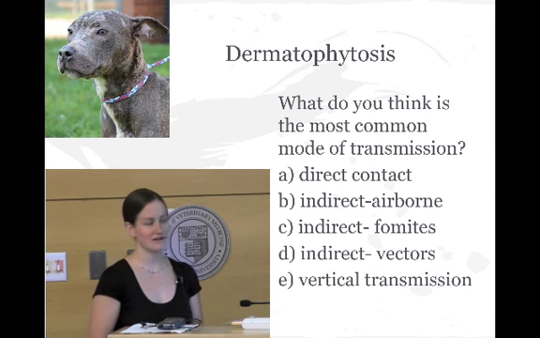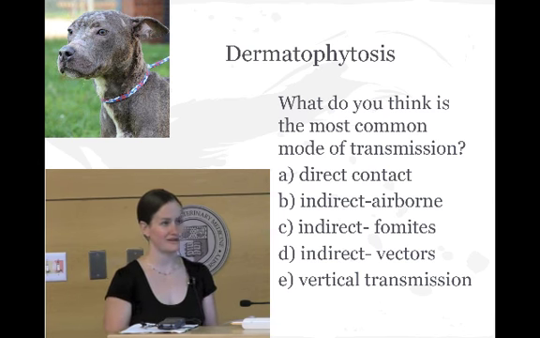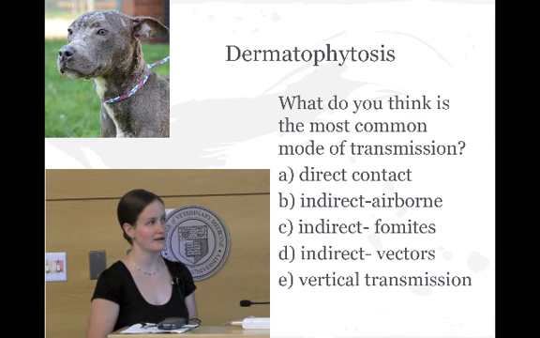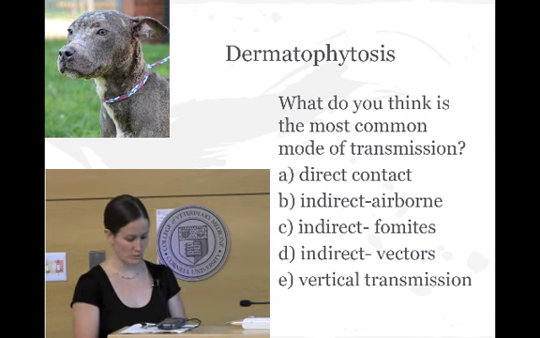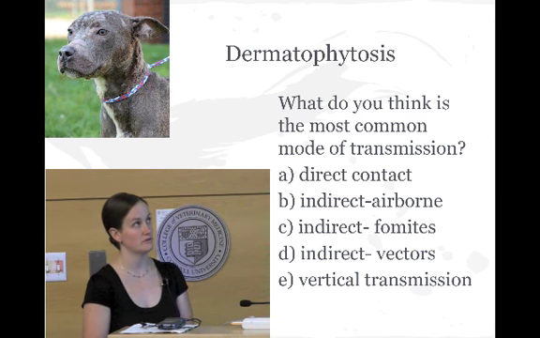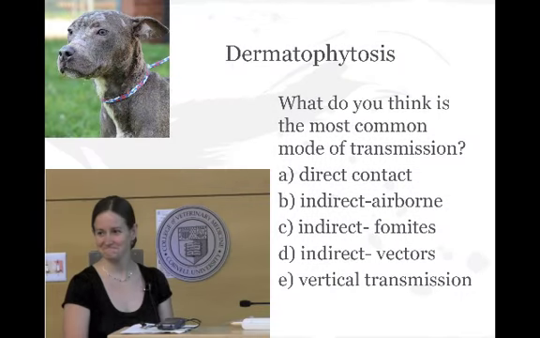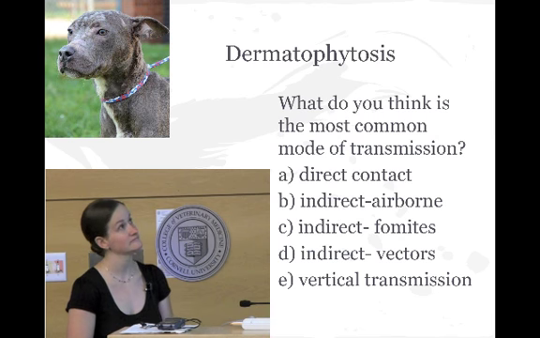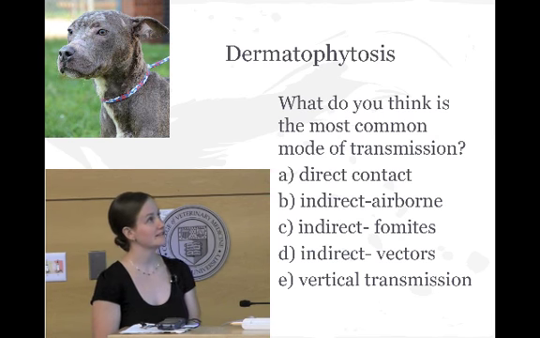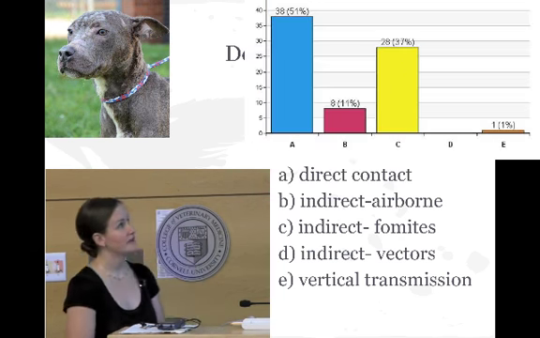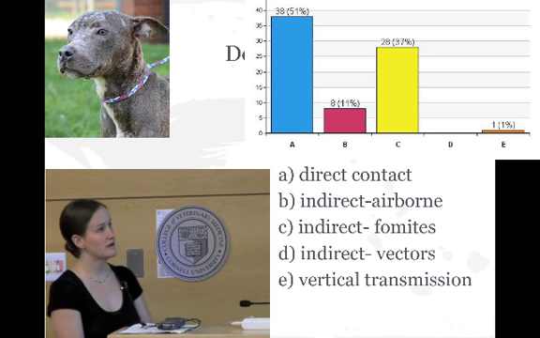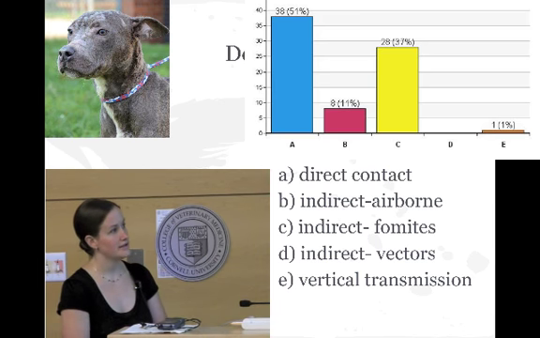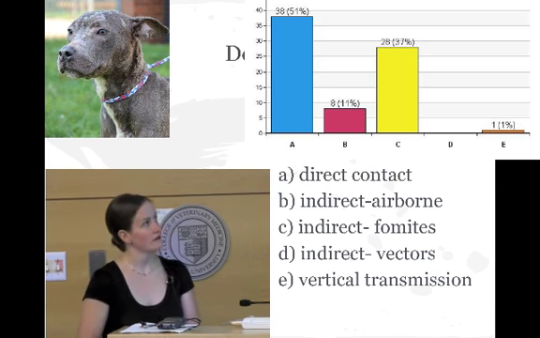There are spores that are shed into the dog's fur coat and onto their skin and can be left in the environment. So given all of those helpful hints, what do you guys think is the most common mode of transmission? All right, let's see what you guys had to say. So A, direct contact, 51%. B, indirect airborne, 11%. C, indirect fomite, 37%. And E, vertical transmission. Good, guys.